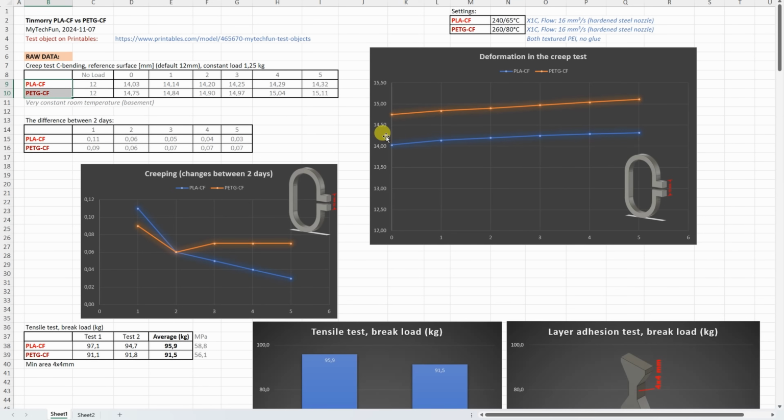Let's start with the creeping. Here we can see the distance between two reference surfaces, and smaller values are better, so this means that PLA-CF is better, but also very important with the creeping is the difference between 2 days, and that's what we can see here on this graph. These are very low values, no big difference between them, but interesting, slightly better is the PLA in this creeping test.